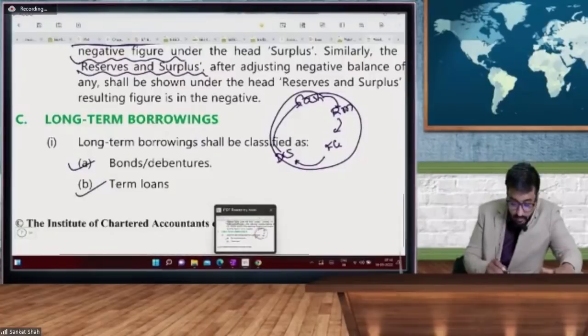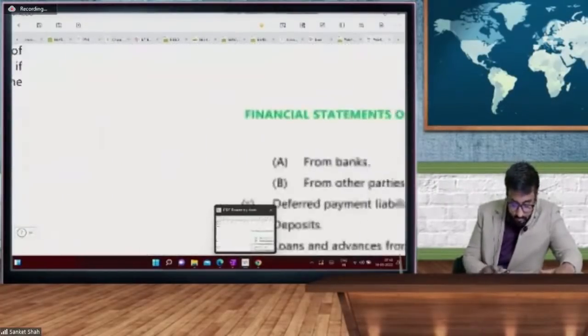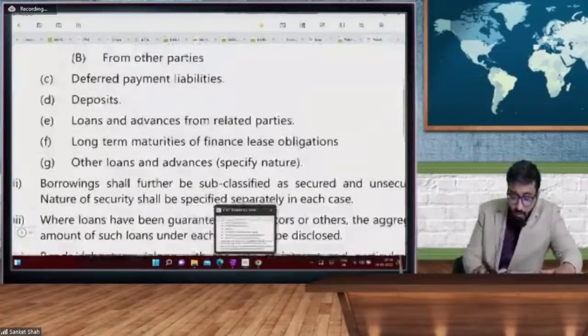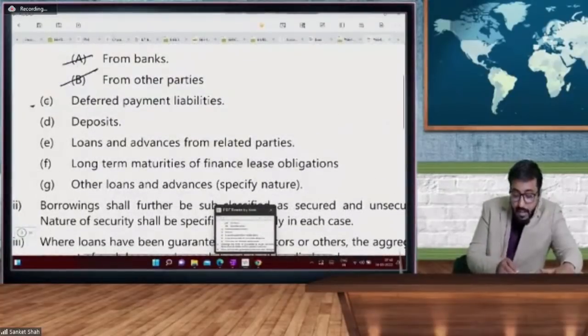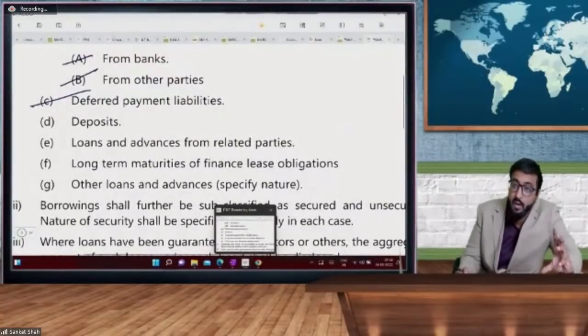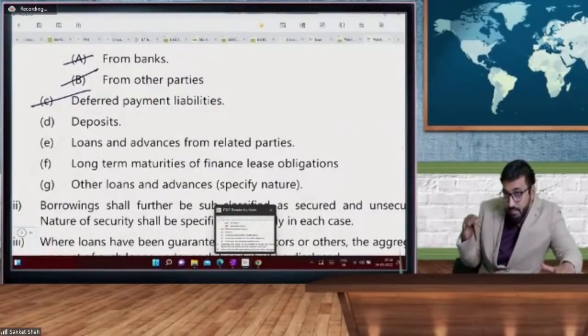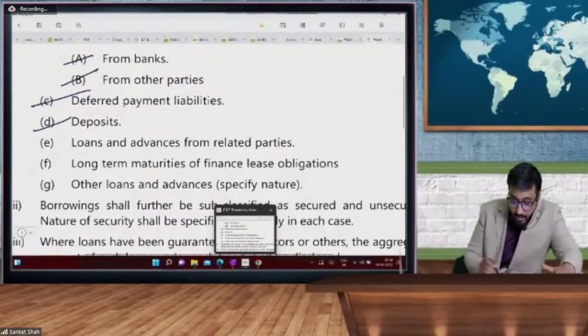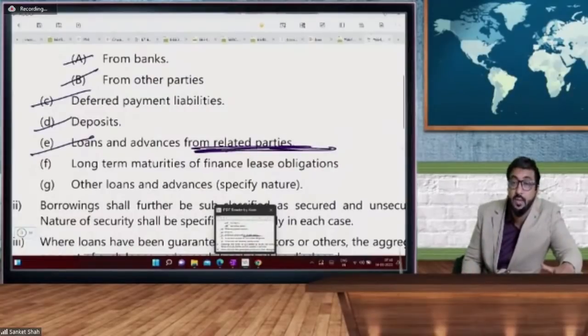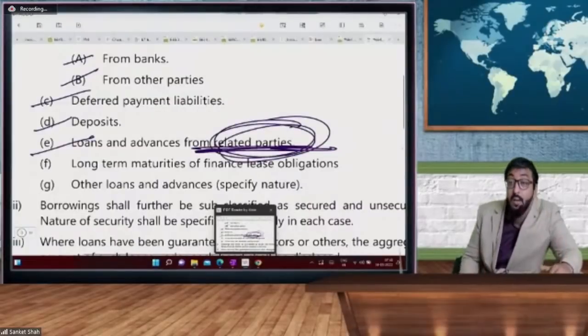So term loans. Now term loans are also long term loans from banks or from other parties. Deferred payment liability. So for example, if I have creditors to whom I am paying after more than 1 year, and I have some deferred liabilities, I am going to cover them here. Then deposits from public, loans and advances from related parties. See, related parties, if you have taken any loan from relatives, you have to show it separately. Yeah beta, it's a separate line item in your balance sheet.